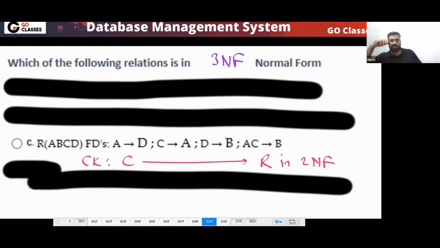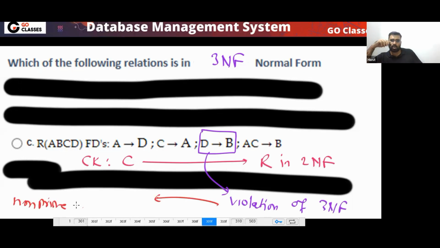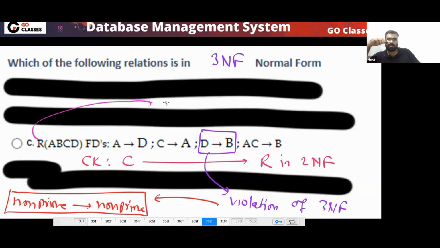Now tell me about 3NF. Can you notice this is the violation? In front of you, you have the violation of 3NF. 3NF is much easier actually. Why? Because non-prime determines non-prime. So that is the violation of 3NF. So I can say this R is not in 3NF.